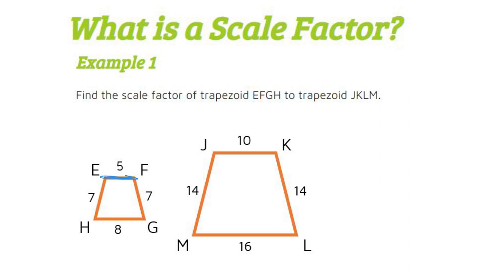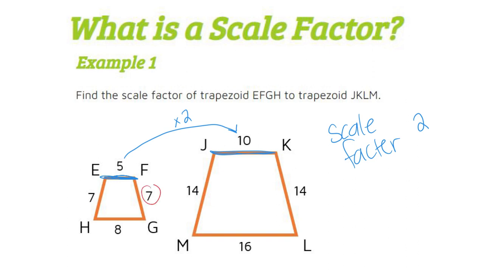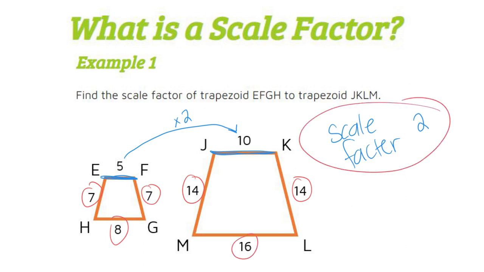So I'm going to start with EF, and I see it corresponds with JK. So to go from 5 to 10, I multiply by 2. So that means my scale factor is 2. I can also double check because if I do 7 to 14 times 2, 7 times 2 is 14, correct, and 8 times 2 is 16. So our scale factor is 2 here.